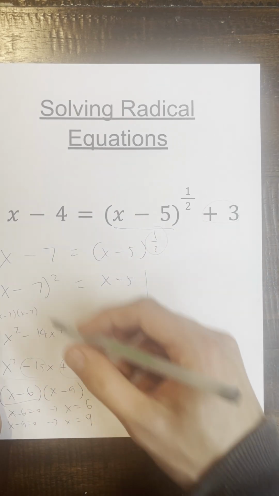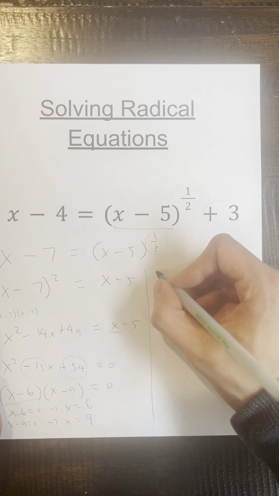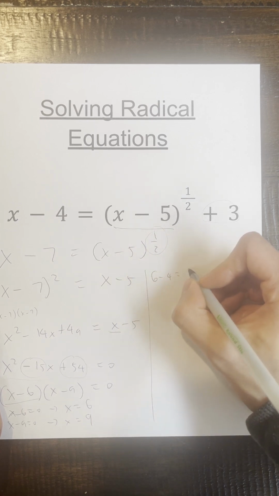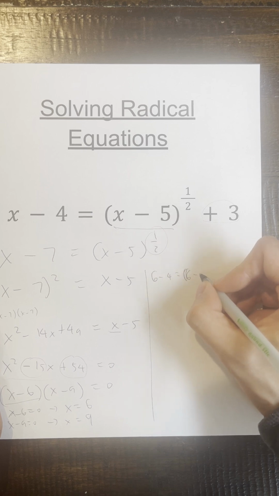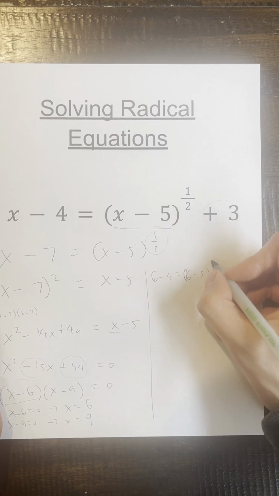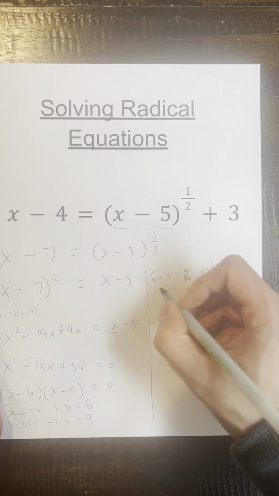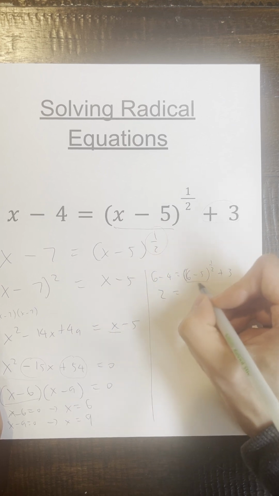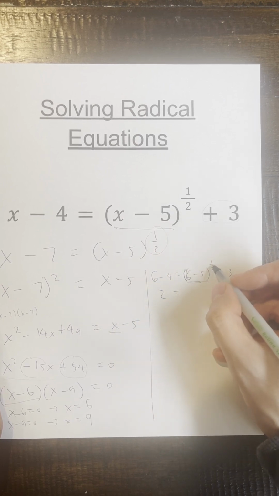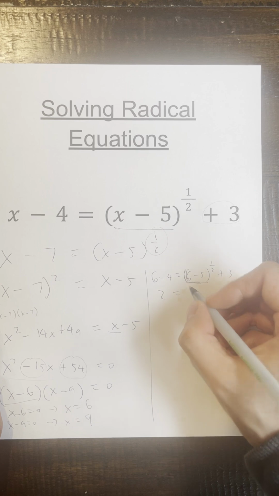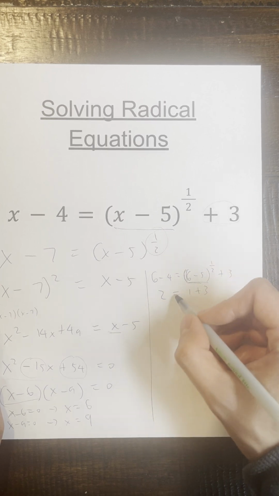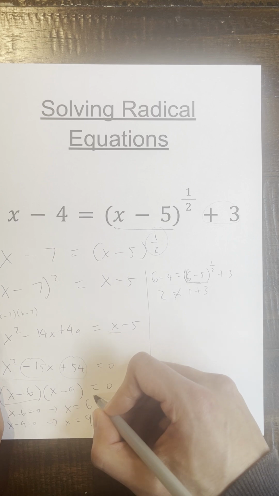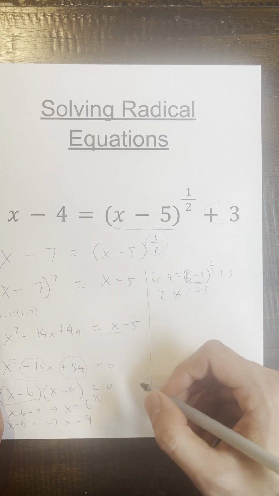Okay, so let's plug these back in. So 6 minus 4, is that going to be equal to (6 minus 5) to the power of 1/2 plus 3? So this side's 2. This is how much? 1, and then 1 to the power of 1/2. So the square root of 1 is just 1, plus 3. Well, no, this isn't true. So 6, it's not a solution.